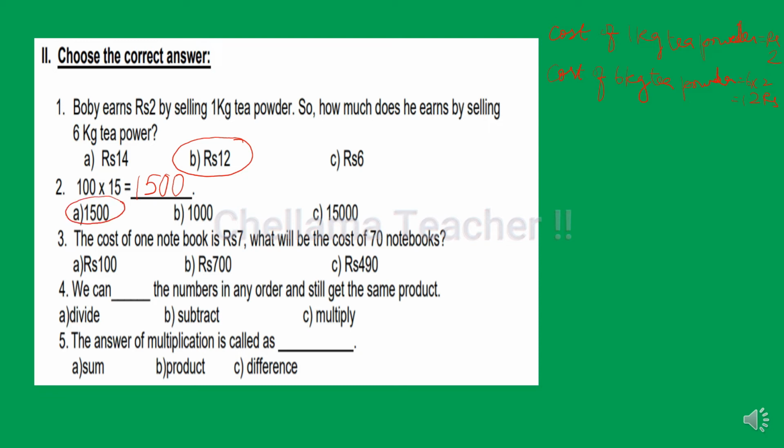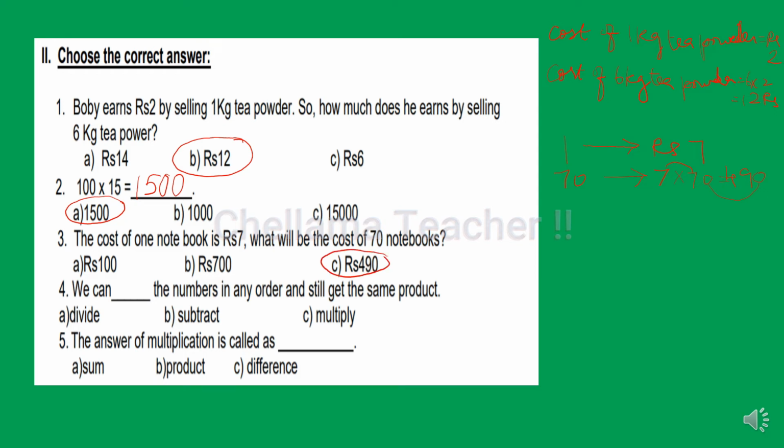Question 3, the cost of one notebook is ₹7. What will be the cost of 70 notebooks? For one notebook, the cost is ₹7. So, for 70 notebooks, for one given, for many asked, that means it should be multiplication. So, 7 into 70 is equal to 0 at the end, and 7 sevens are 49. So, 490 is the correct answer.